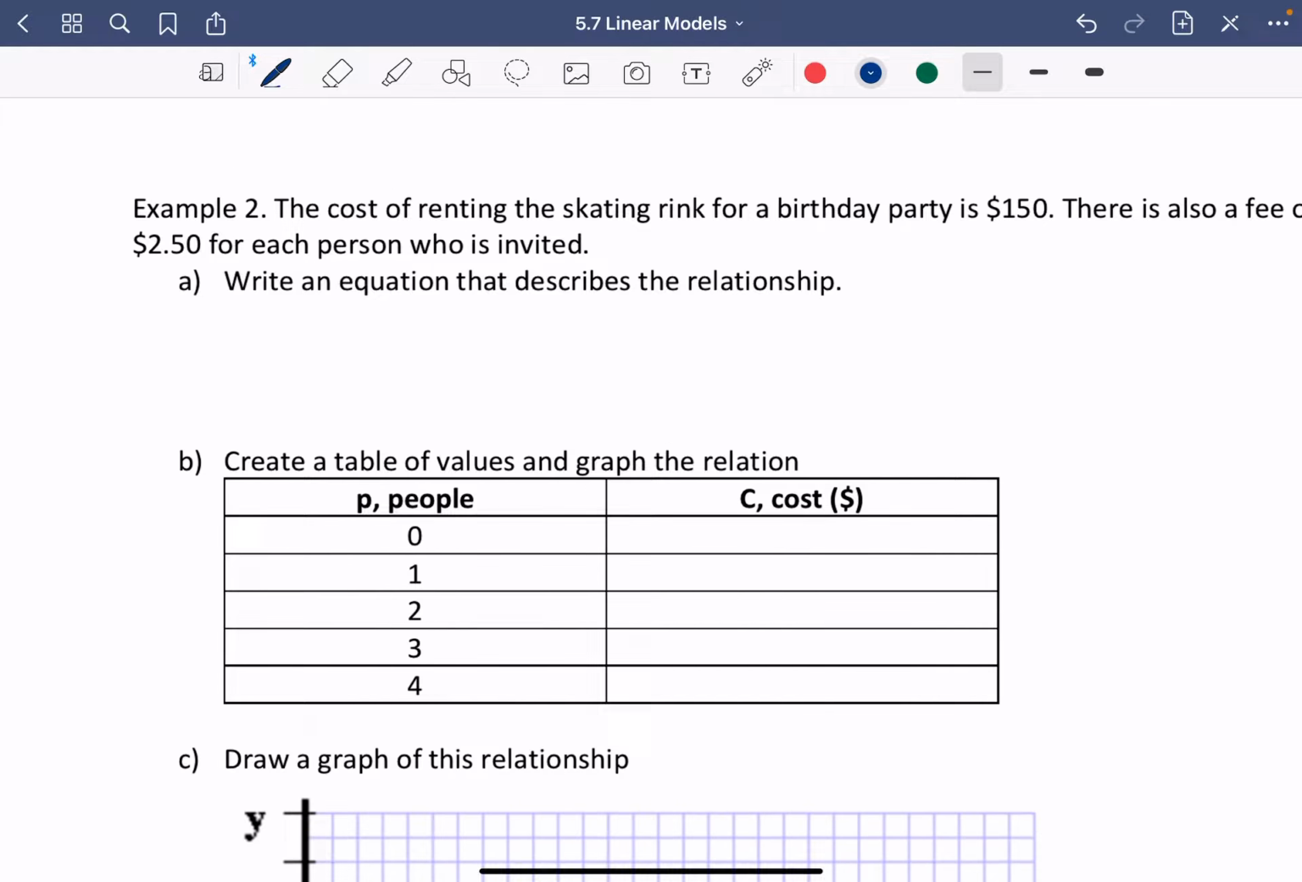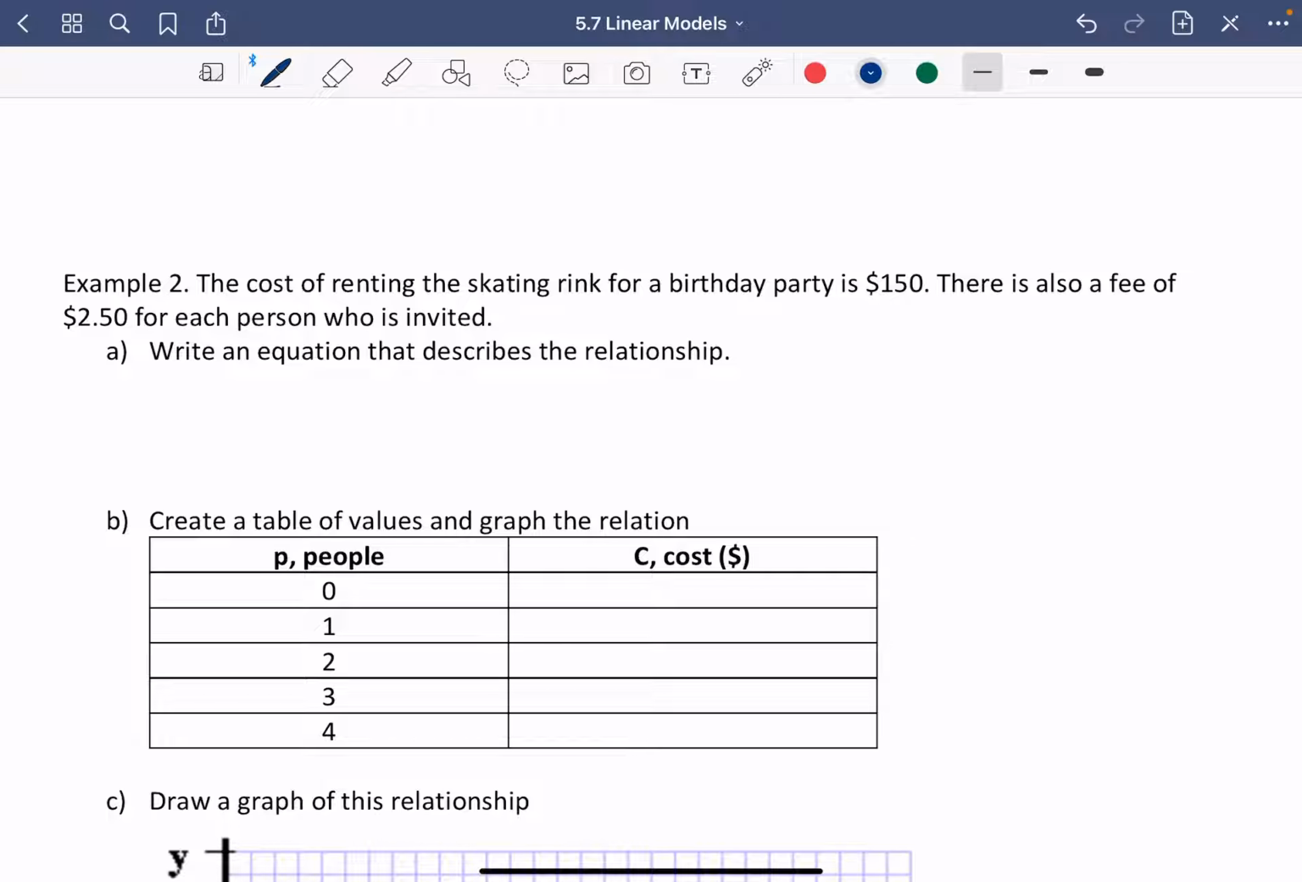Okay, now second example. It says the cost of renting the skating rink for a birthday party is $150. And there is also a charge for each person who is invited. If one person is invited, then it's $2.50. If you've invited two people, then it will be $2.50 times two, because it's $2.50 for each person.